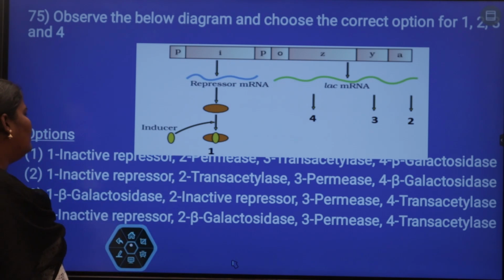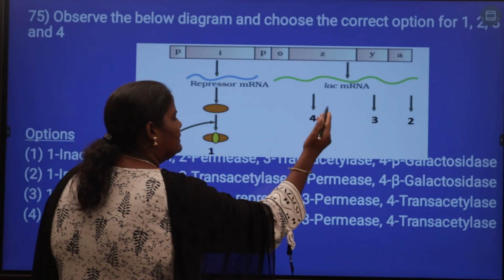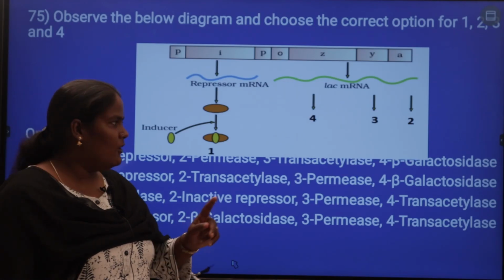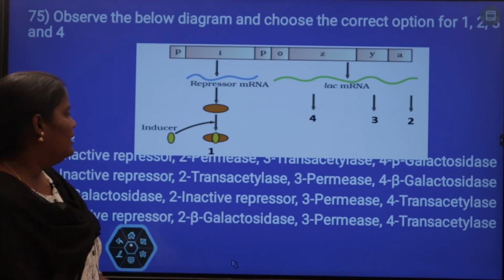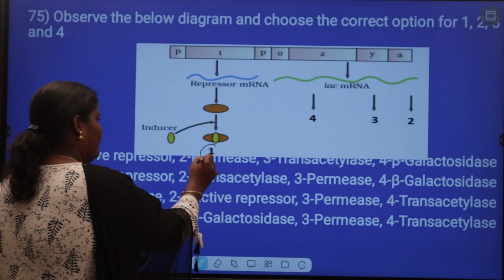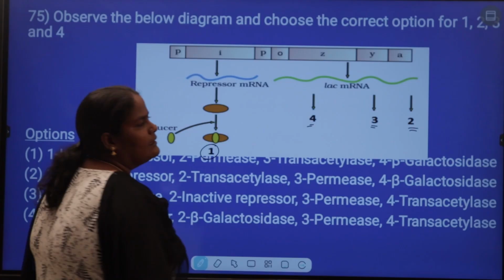Number 1, yes, it's an inactive repressor. Number 2, beta galactosidase. Next, permease. Next, transacetylase. But that was a wrong answer because just observe the 1, 2, 3, 4. Here, the one is mentioned here. But 2 was here. This was the confusion stage.